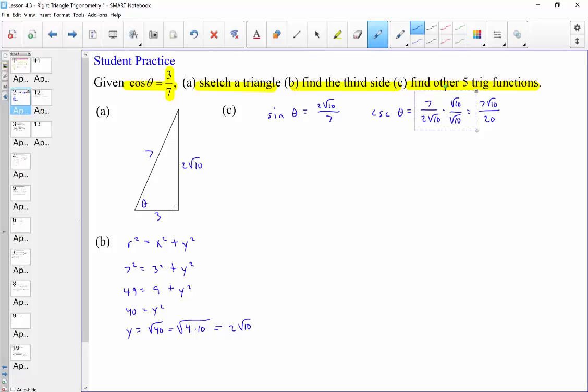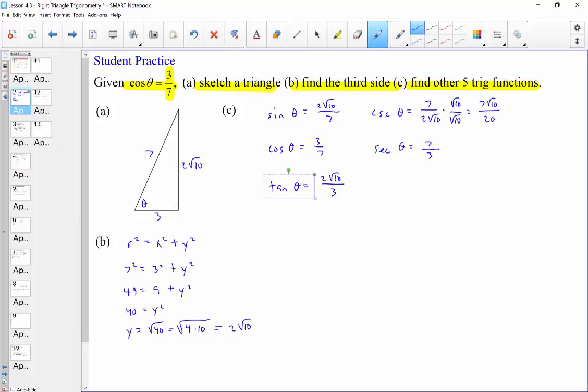Next, we're going to solve for the cosine of theta. Even though we're given this in the problem, let's just check to make sure it works. So the adjacent side 3 over the hypotenuse 7. The secant of theta equals our hypotenuse 7 over the adjacent side 3. The tangent of theta equals the opposite side, 2 times the square root of 10 over the adjacent side 3.